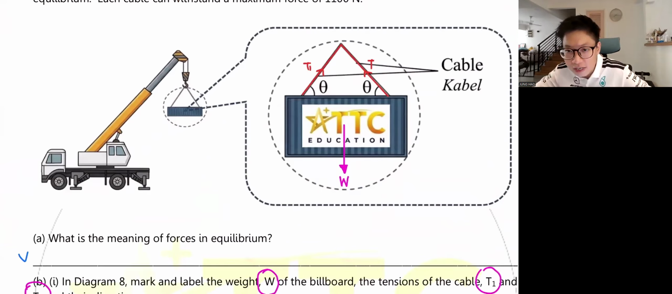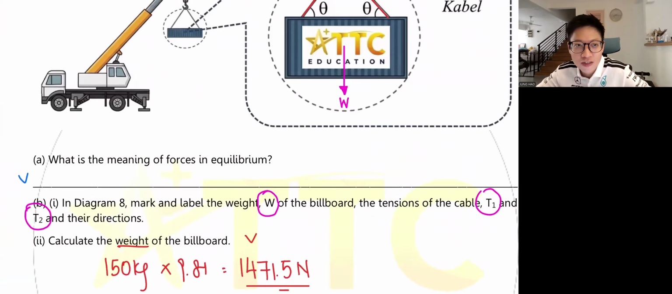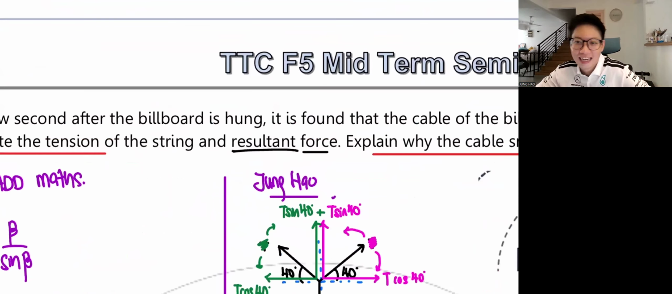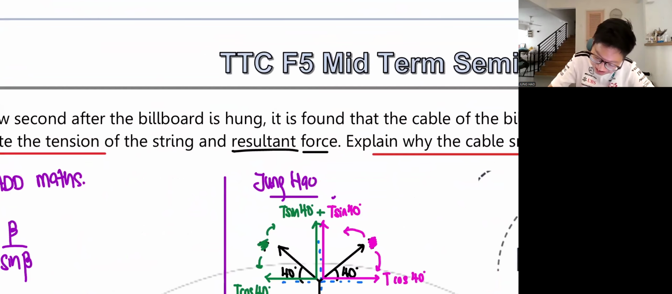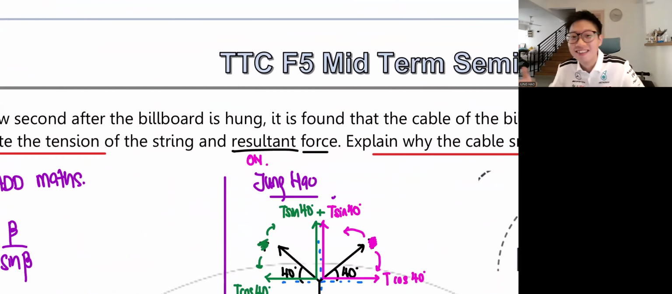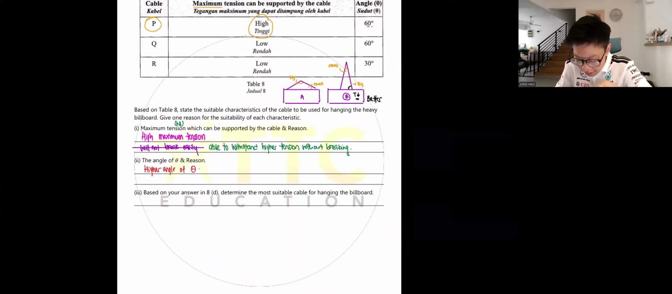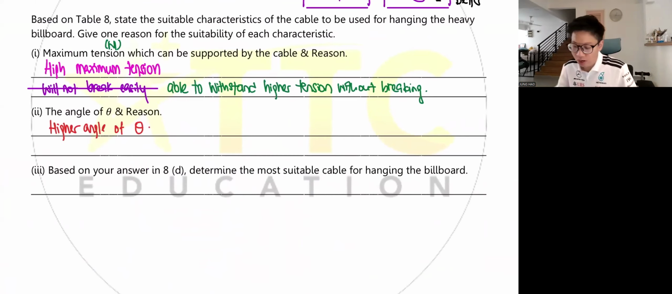Okay, so if it's in equilibrium, what is my resultant force? Yeah, zero. Yeah, that's it. Technically you can't calculate it. That's why I didn't even realize the question was there. So it's just zero Newton.